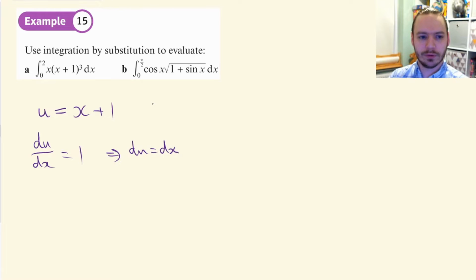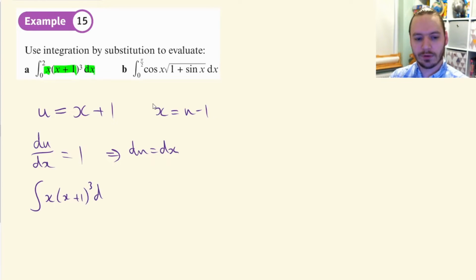And it would also be useful, I've got an x plus 1, sorry, I've got a dx, I also need to know what x is. So it's also helpful just to note that x equals u minus 1. So now we can sort our whole integral out. The integral of x times x plus 1 cubed dx is the same as the integral of x is u minus 1, x plus 1 is u, so u cubed, and then we can just swap the du in.